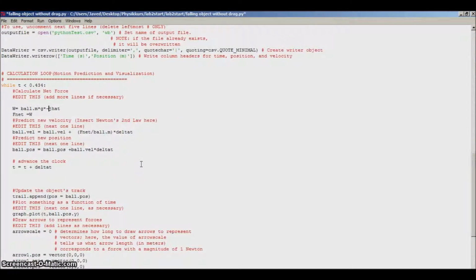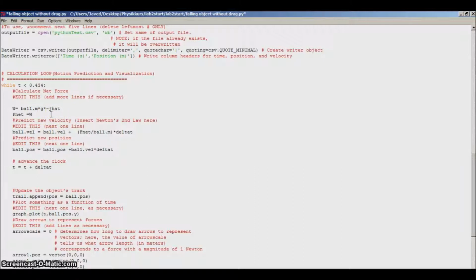For the calculation of the motion in the interval of 0.434 seconds, using Newton's second law, I calculated the weight force, which is the only force acting on the object in this computer model. It is acting in the negative y direction, so the negative j hat vector is necessary. Because this is the only force acting on the system, the net force is equal to the weight force.